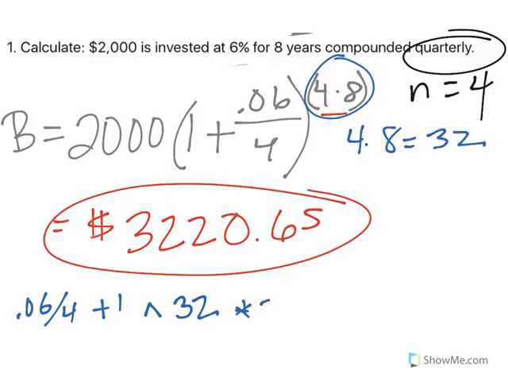Then when you're done with all that, you can multiply by 2,000. So those are kind of the steps you would take if you have to type it in one step at a time. Hopefully you have a calculator that you can just type it in as you see it. Just make sure you put your exponents in parentheses. Okay, so that was 8 years compounded quarterly.